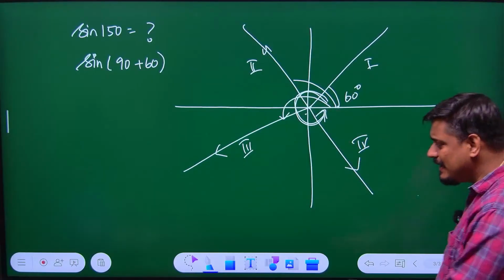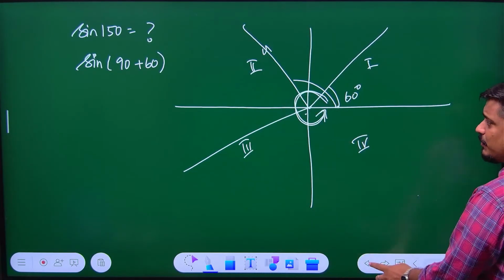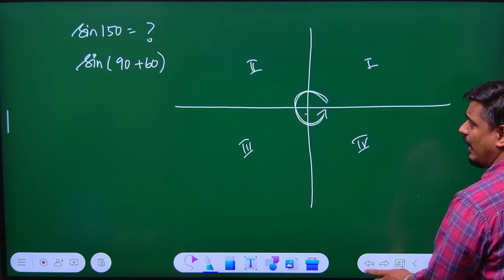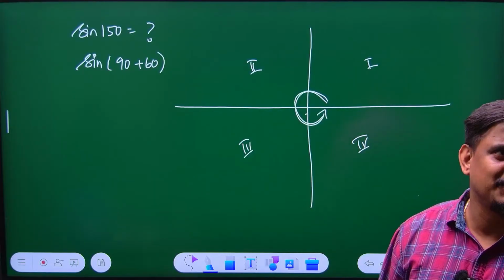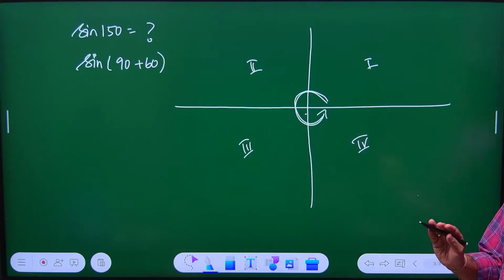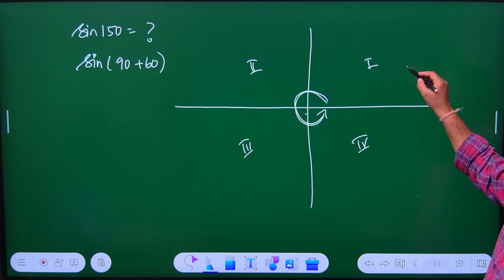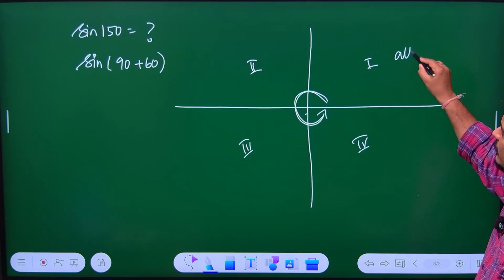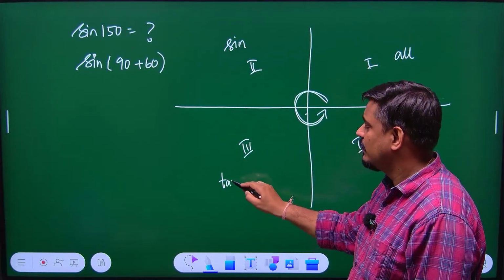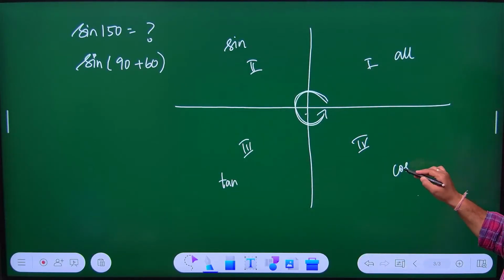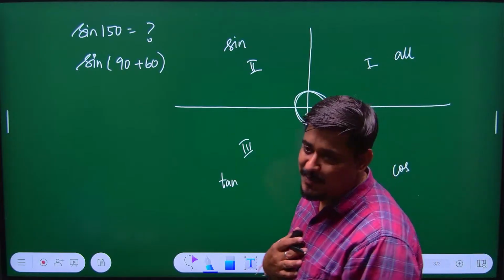Now, in each quadrant, some trigonometric ratios are positive and some trigonometric ratios are negative. The simplest way of remembering, different people use different mnemonics. In Tamil Nadu, what they use is all silver tea cup. That's what they do in Tamil Nadu. My teacher taught me in my school.